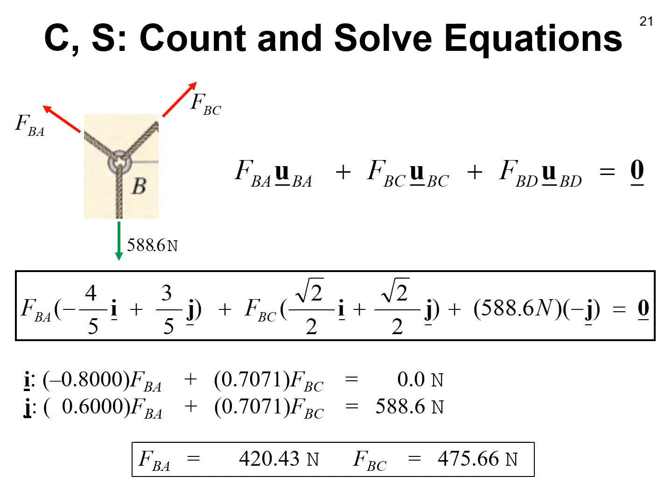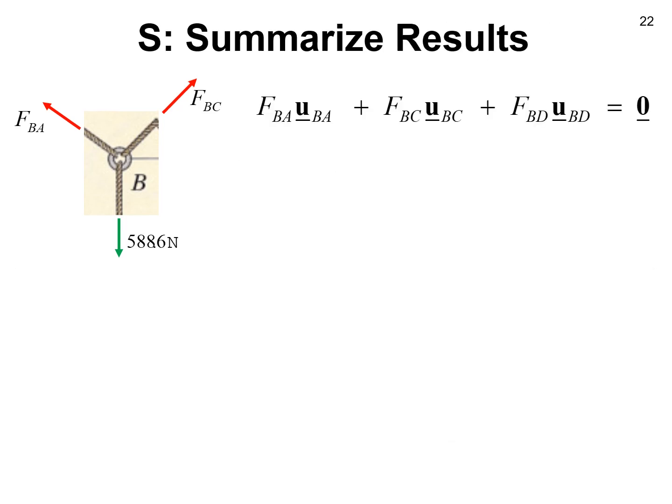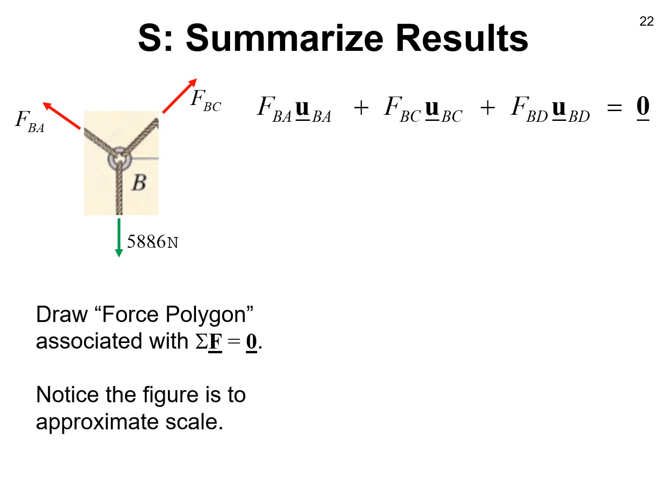If I solve these equations, you can check me. I determine FBA is 420.43 newtons, and FBC is 475.66 newtons. So if I summarize the results, one way I can do that is by drawing the force polygon associated with the sum of the forces equaling 0. And going back to what we did with resultants earlier, we said the force polygon is a path. Well, now if that path adds up to 0, it means we start and finish at the same point.